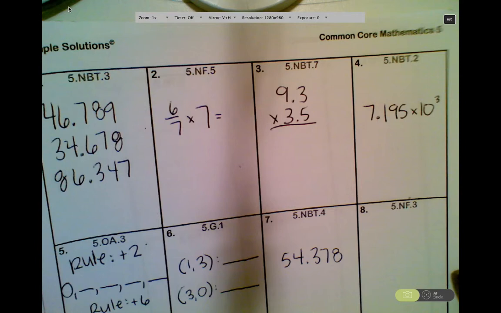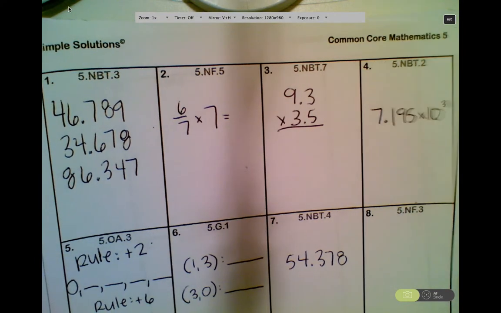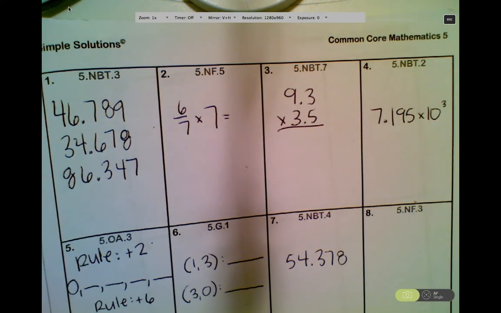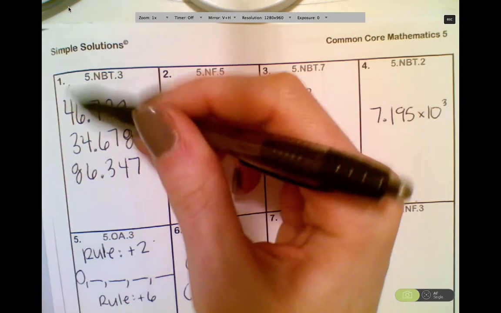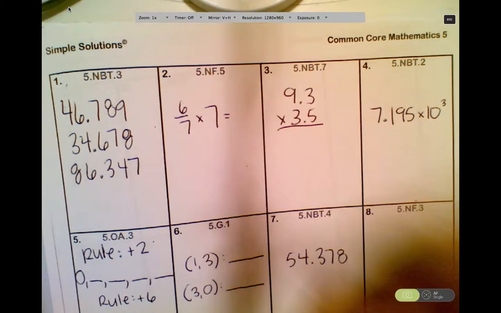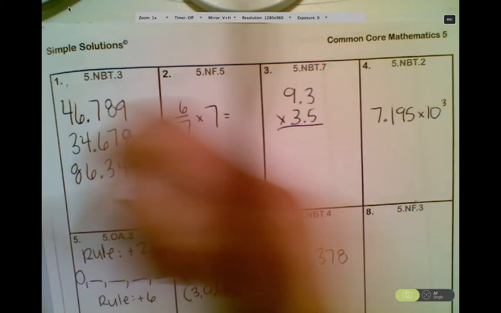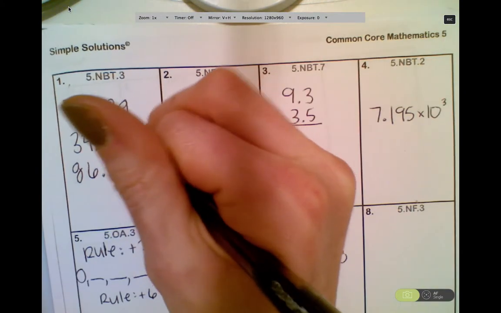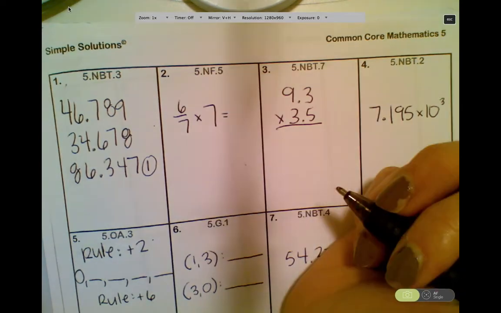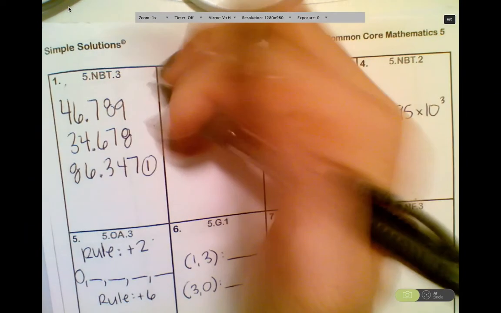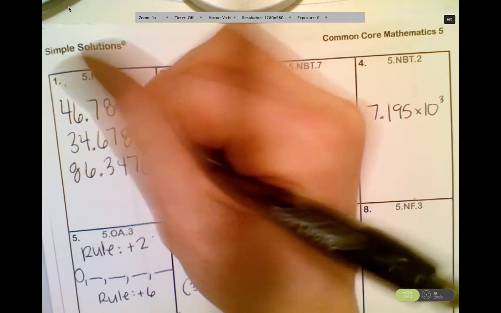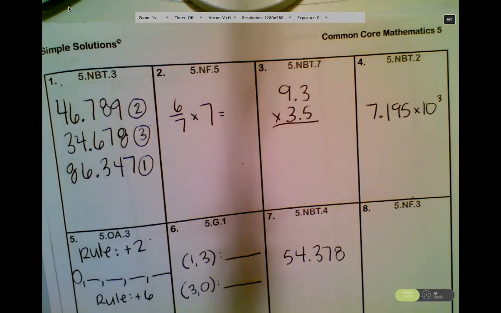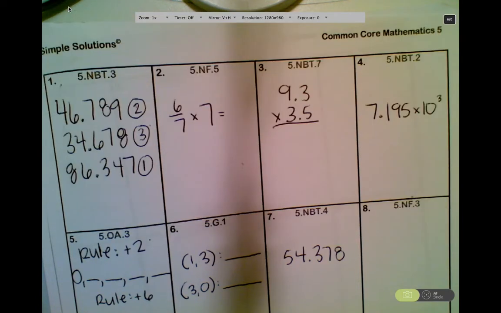So the first thing I did was line up my decimal points in my place value. I know I'm ordering from greatest to least, and I can already see that 8 in the tens place is the largest, so that's the greatest. I'm just going to put a number 1 there. Next would be the 4 in the tens place. And then finally, 34 is the smallest. So that would be in order from greatest to least.